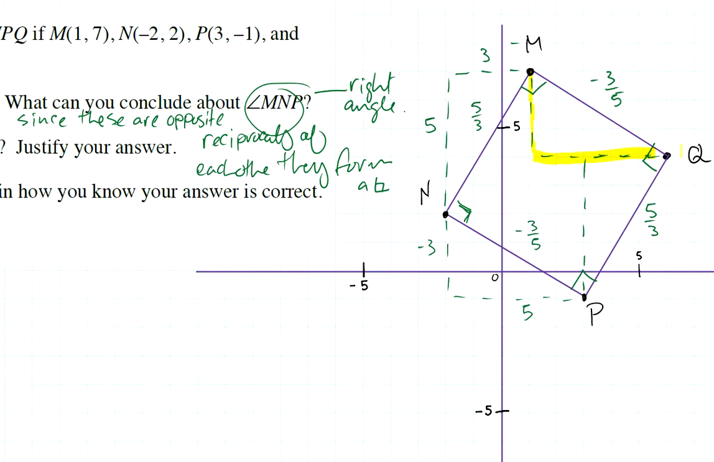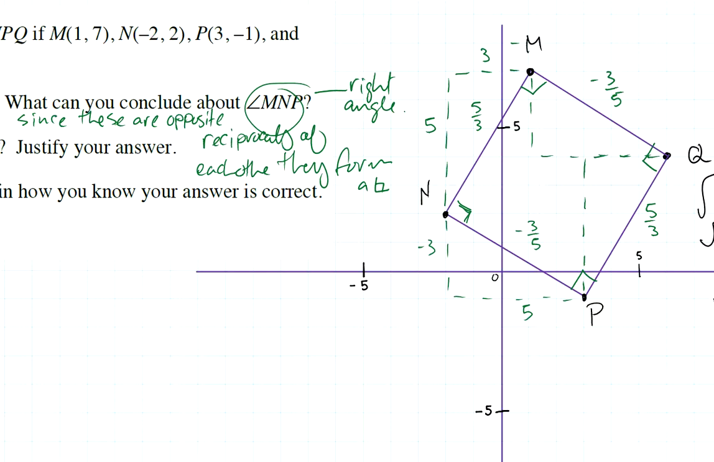If I take those numbers, 3 squared plus 5 squared, what I end up getting is that these all are exactly the same length. Every single one of these sides is exactly the square root of 3 squared plus 5 squared, which is 9 plus 25, which means they're the square root of 34.